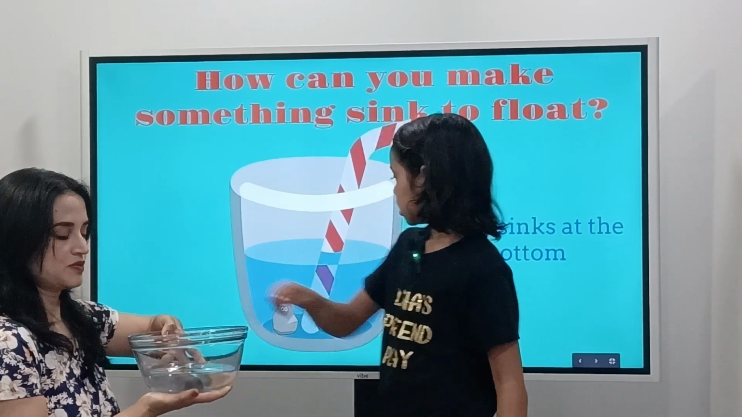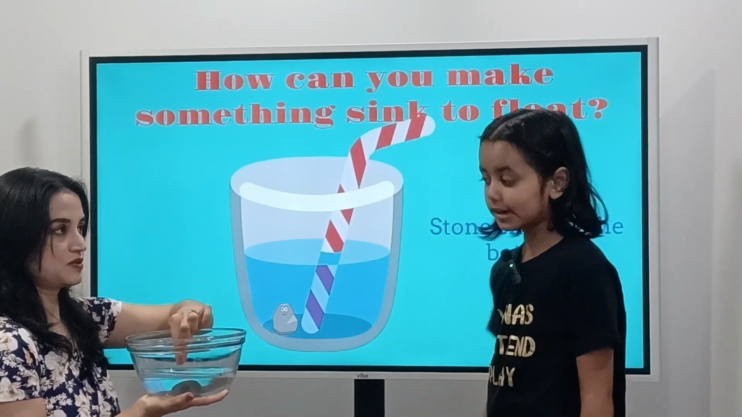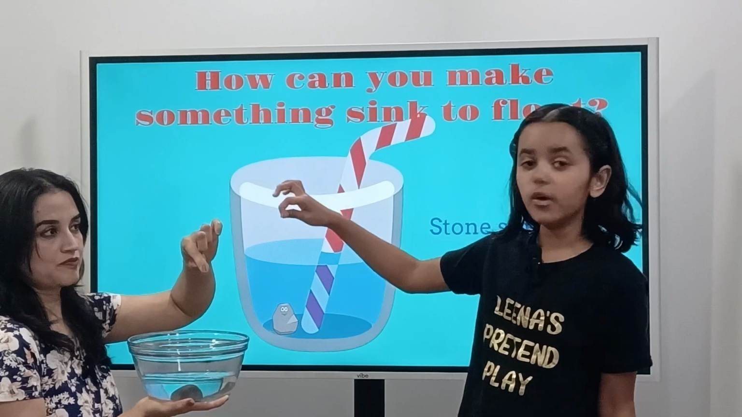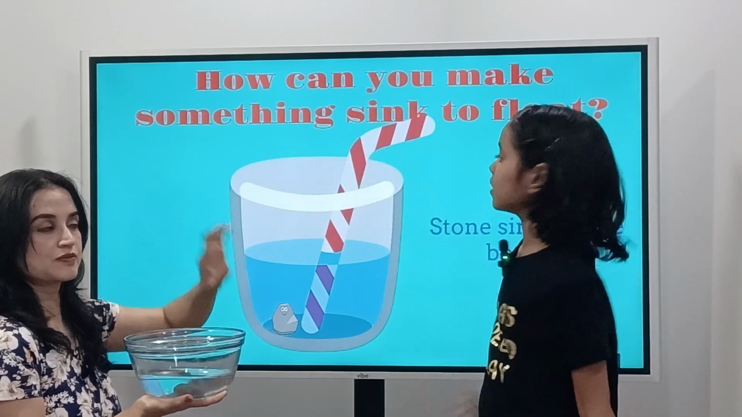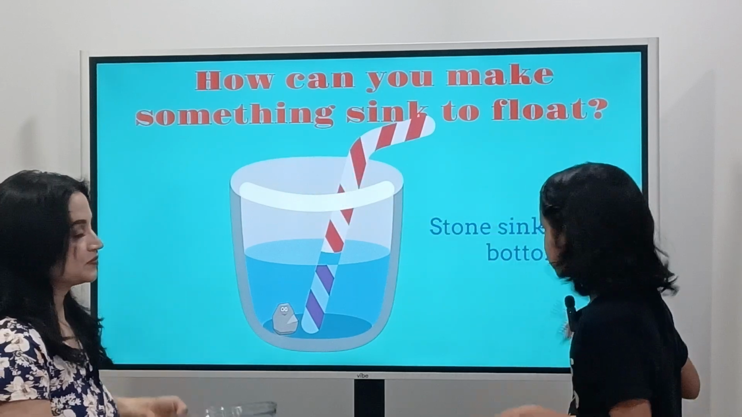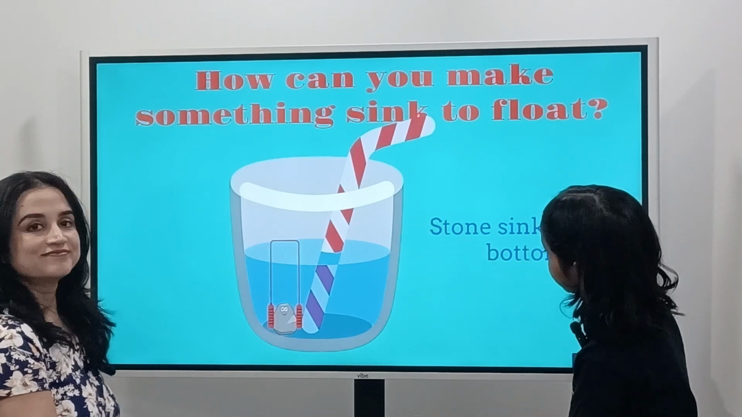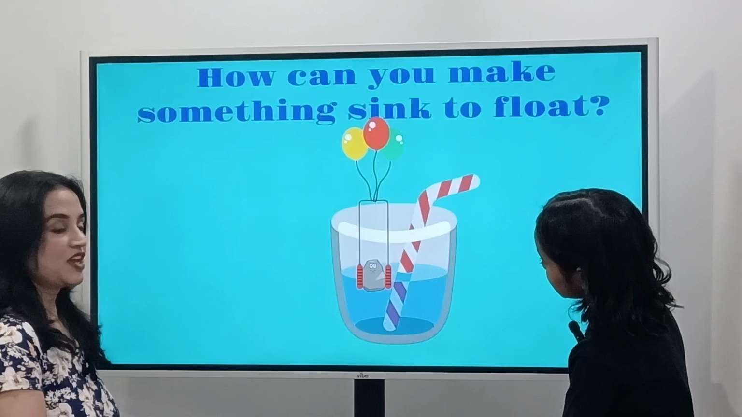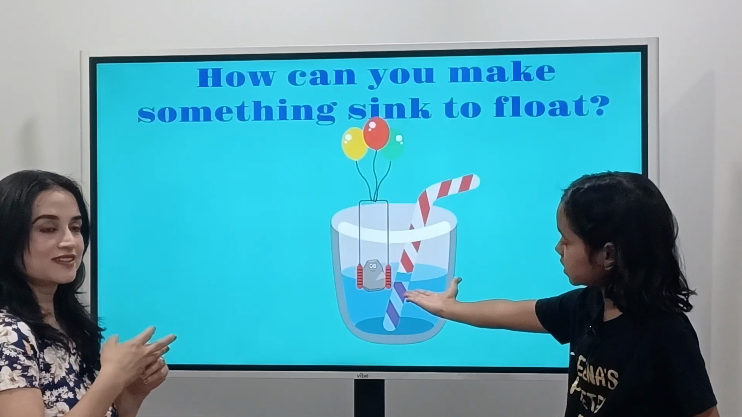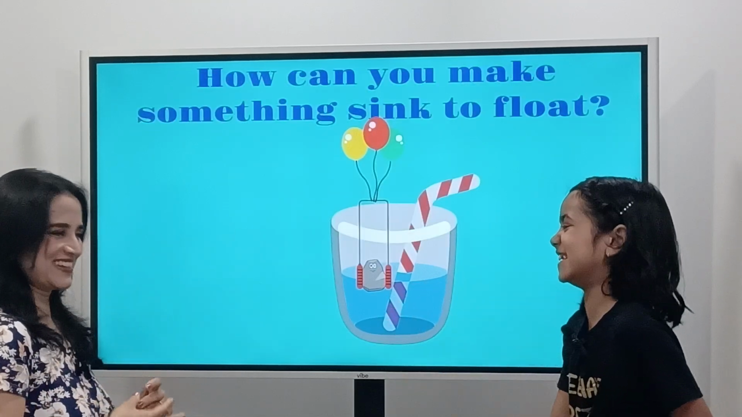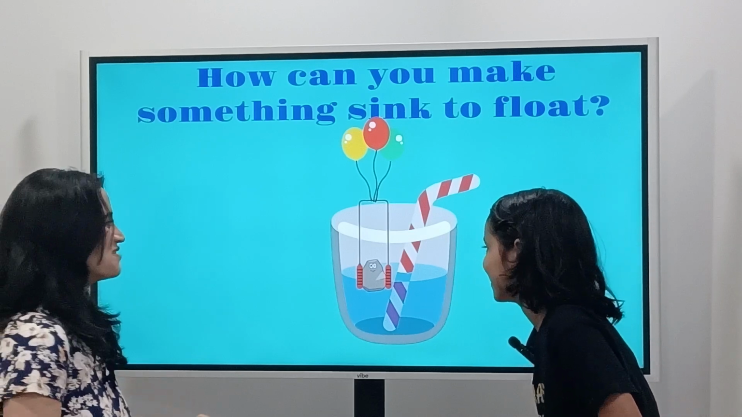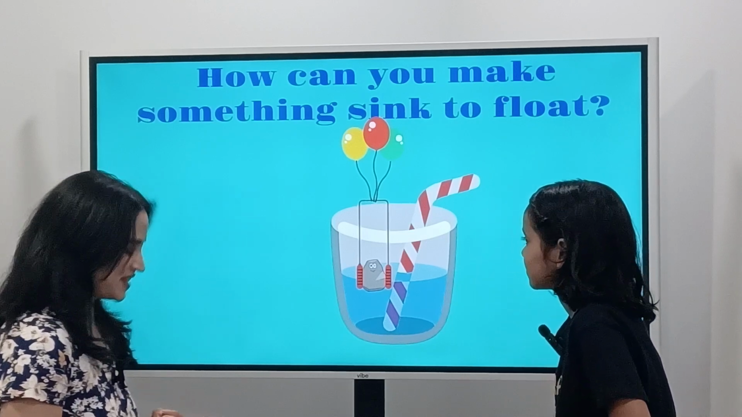If we attach a string to a lot of balloons, guess what will happen? So that's the string. Balloons. It will make it start to float. It will make it float. Not sink. Okay, my mistake. Okay, next slide, please.